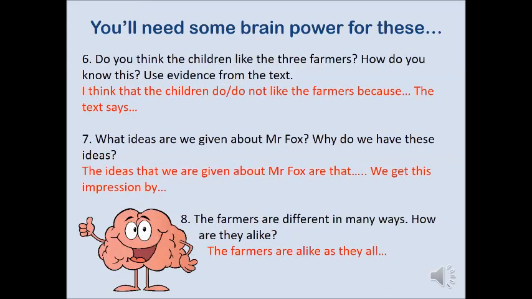So for the next 3 questions, you need to use a little bit more brain power, use your thinking caps. So question 6. Do you think the children like the 3 farmers? How do you know this? Use your evidence from the text. Again, you've got your sentence stems underneath to help you. Do you think the children like the 3 farmers? You're not just writing yes or no. You've got to use information from the text that Roald Dahl has given us as the reader to explain why you think that.